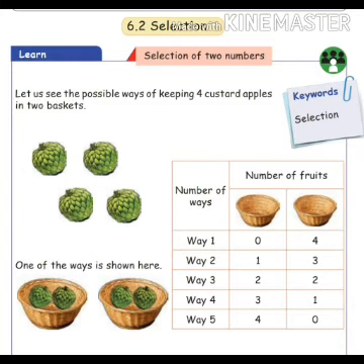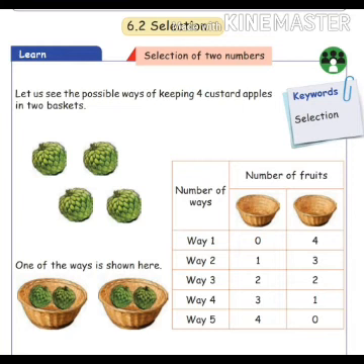Children, see this fruit. What is this? Yes, custard apple. Let us see the possible ways of keeping 4 custard apples in these baskets. Children, how many custard apples are there? Yes, there are 4 custard apples. Now, we have 2 empty baskets and 4 custard apples. Let's find the possible ways to keep these in the baskets.